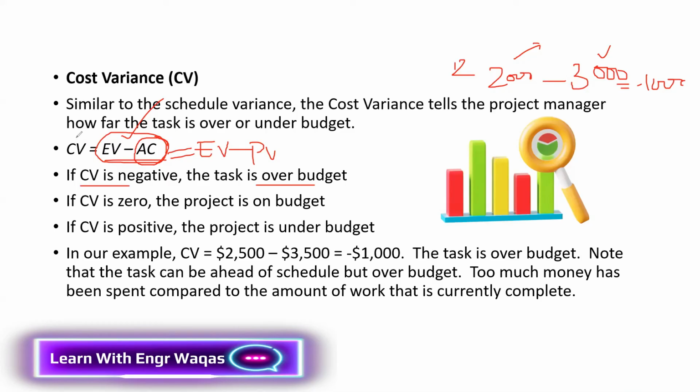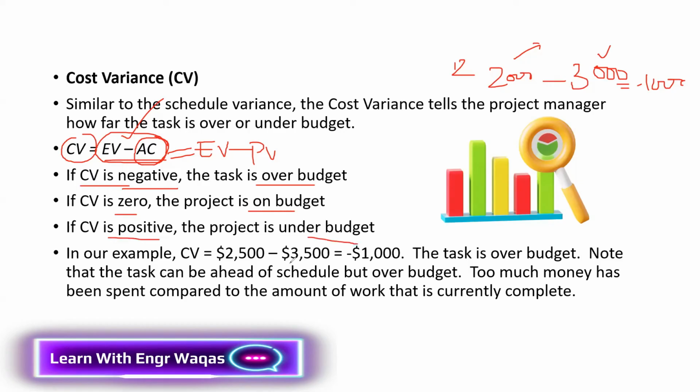You got it? So cost variance, this is the formula. A negative value is going to give you over budget. And if it's zero, it never happens, man. If it is zero, it means you are lucky, man. You can predict the things. If positive, you are saving the money.